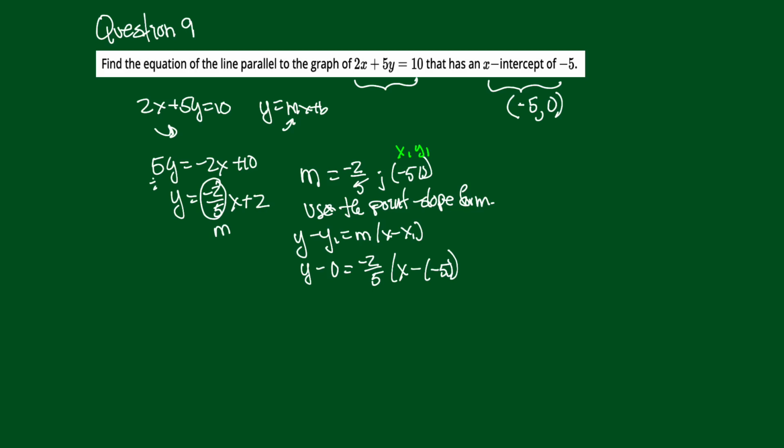So we'll get y minus 0 is just y equals negative 2/5 times x plus 5. Now multiply through. So we'll get y is equal to negative 2/5 x plus, now what do you get when you multiply here? When you multiply here, the 5's cancel, and I get just negative 2, or how about just y equals negative 2/5 x minus 2.